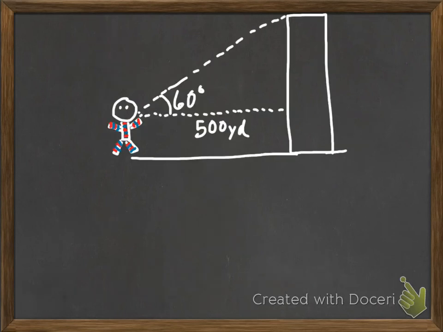Alright, one more. It's Spider-Man. Spider-Man is going to shoot a web to swing on a building. Spider-Man is, for some reason, really good at eyeballing distances, and he says that I am 500 yards away from that building. And he knows that there's a 60-degree angle to the building from where he's going to shoot the web. He's asking you, how long is my web going to be?